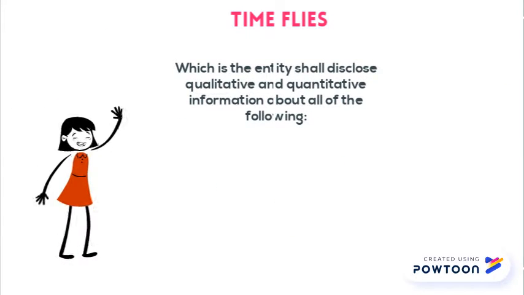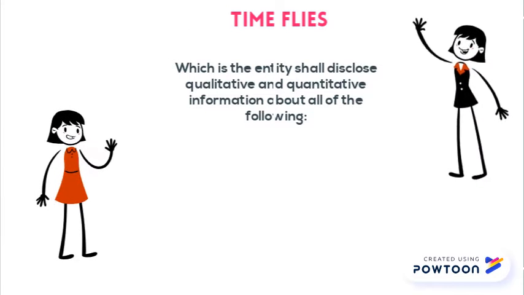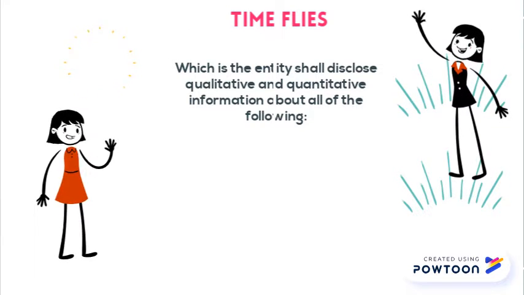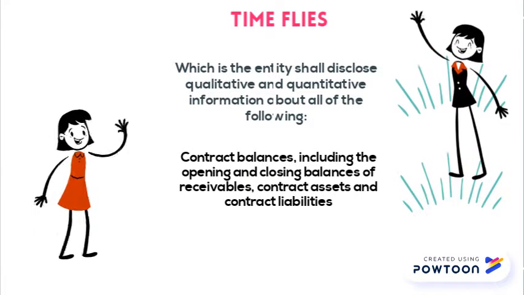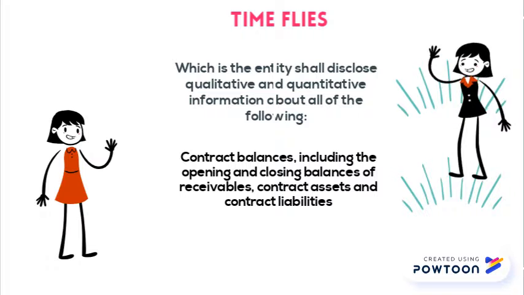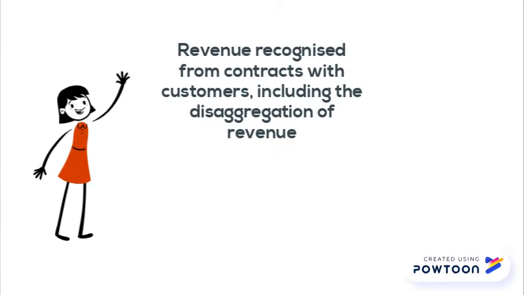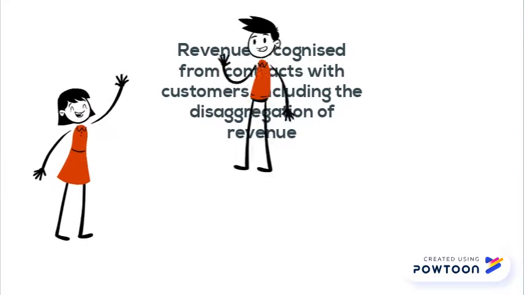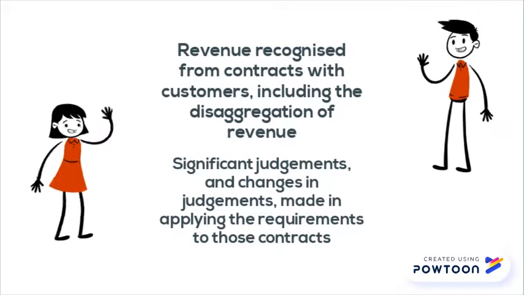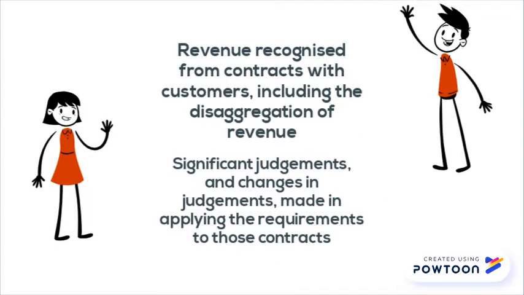The entity shall disclose qualitative and quantitative information about all of the following: contract balances, including the opening and closing balances of receivables, contract assets and contract liabilities; revenue recognized from contracts with customers, including the disaggregation of revenue, significant judgments, and changes in judgments made in applying the requirements to those contracts.